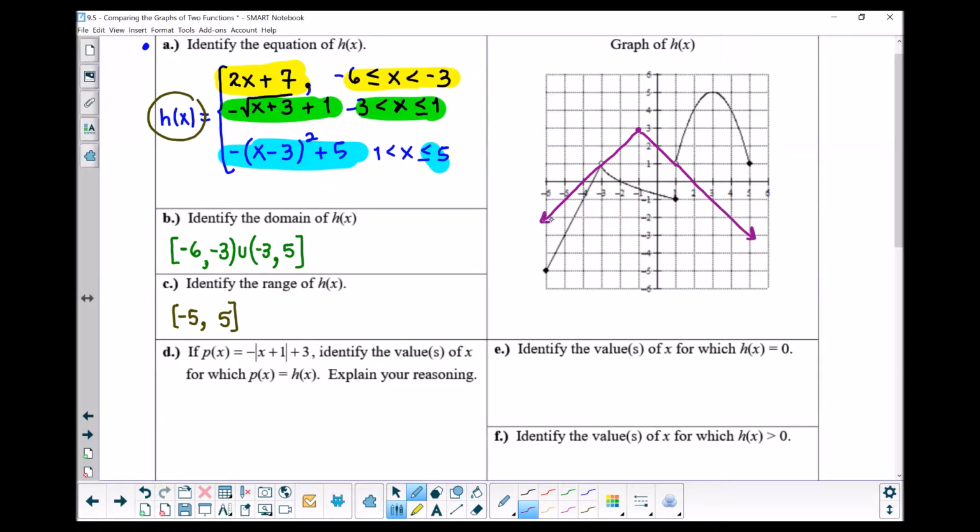Okay, so basically I want to know, when do these 2 graphs intersect each other? What do you guys think? Trevor says they don't. Is Trevor right?